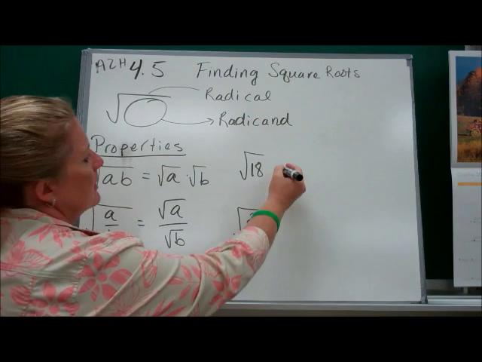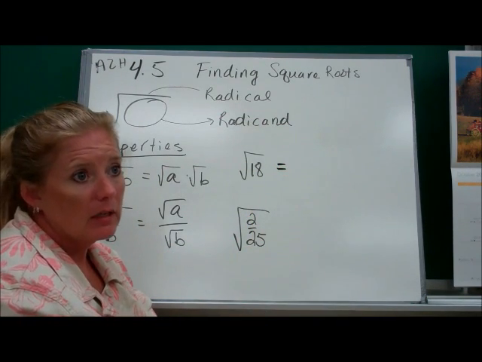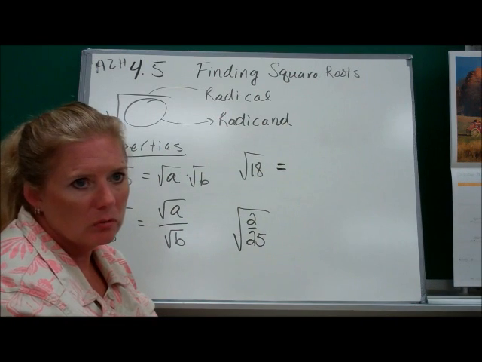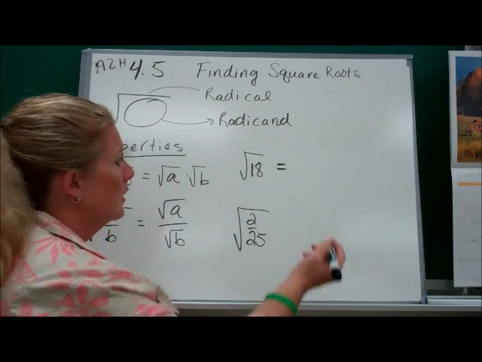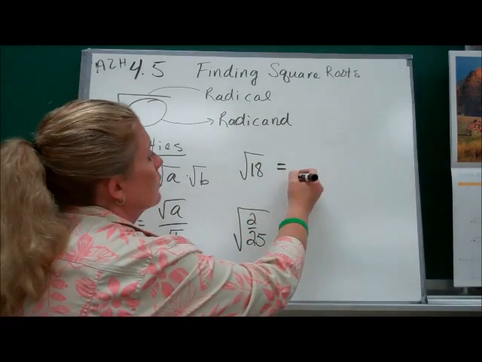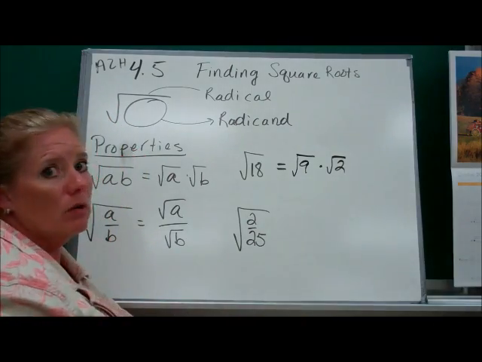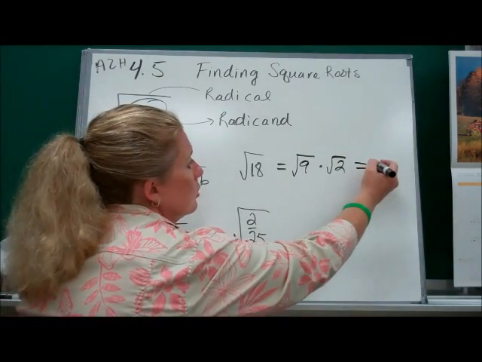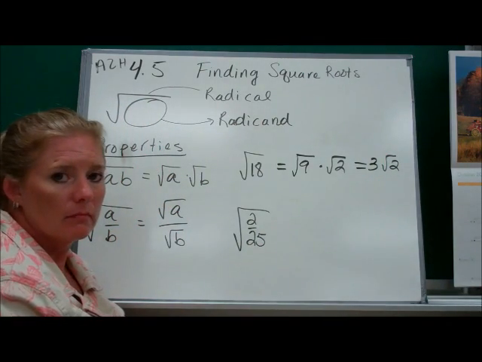So, 18 is equal to 6 times 3, but it's also equal to 9 times 2. Which one of those is a perfect square? That's what we want. 9 is a perfect square, so the square root of 9 times the square root of 2. So the square root of 18 is equal to 3 times the square root of 2. Piece of cake.